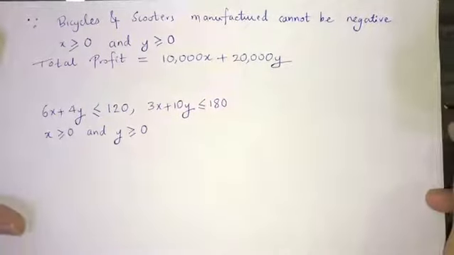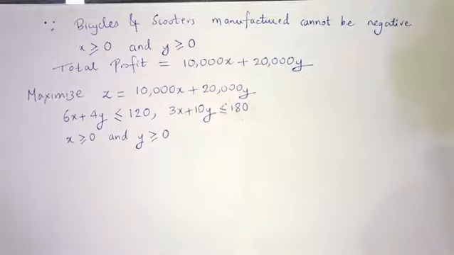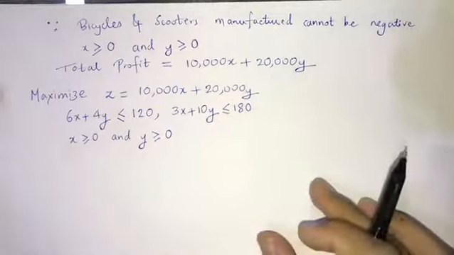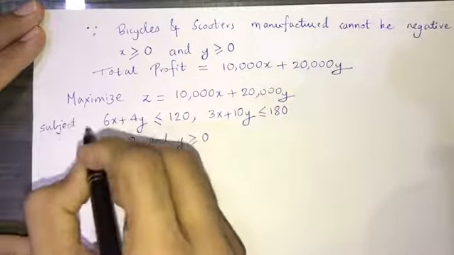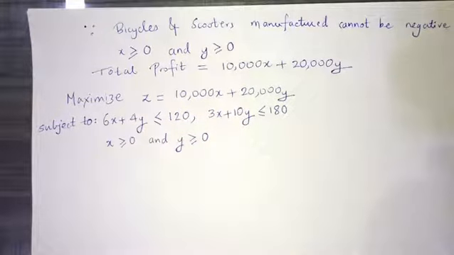What is the objective of the problem? The objective of the problem is to maximize the total profit. The total profit is 10,000 x plus 20,000 y, and the total profit can't be maximized just like that. It has to be under the restriction. So it is going to be subject to the constraints.